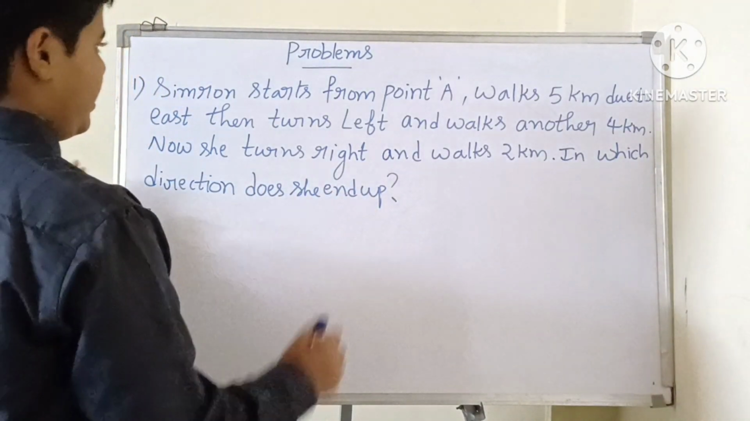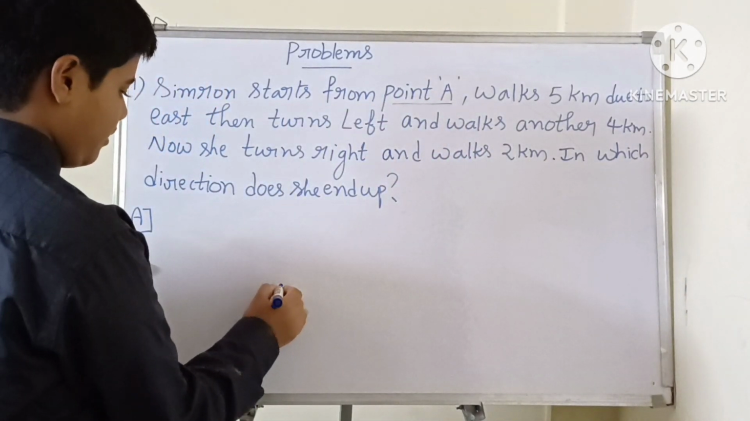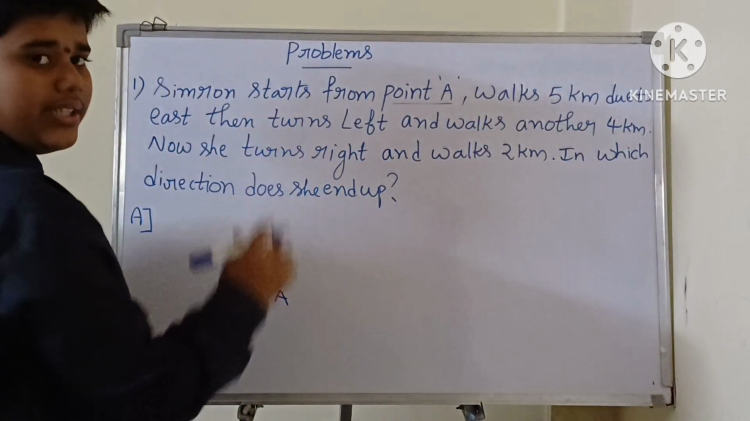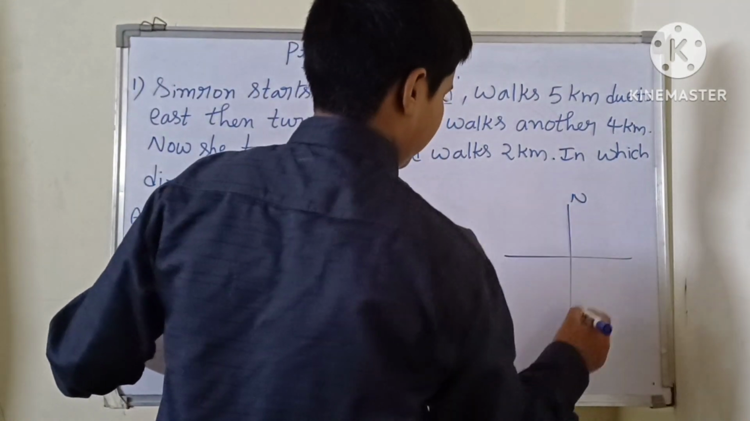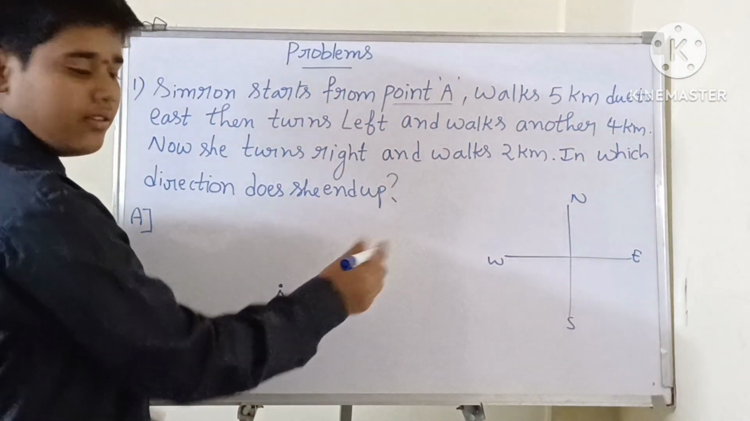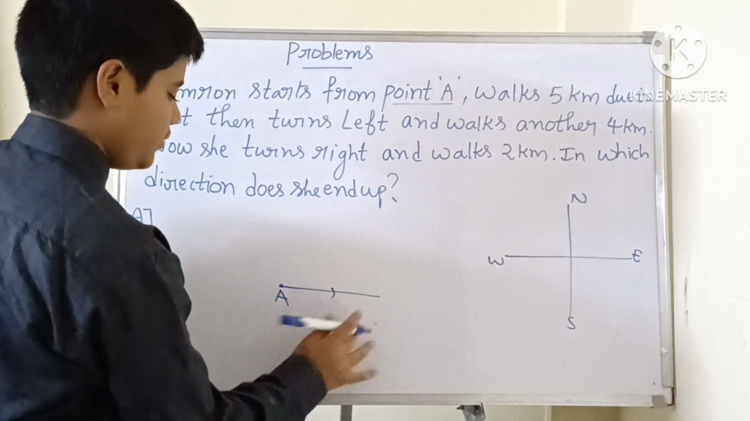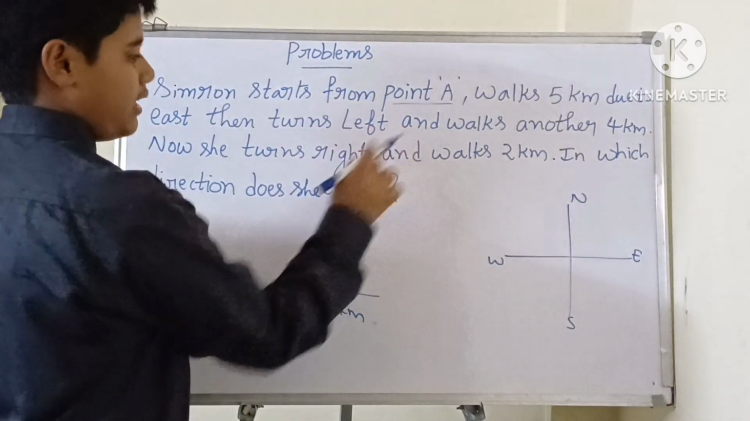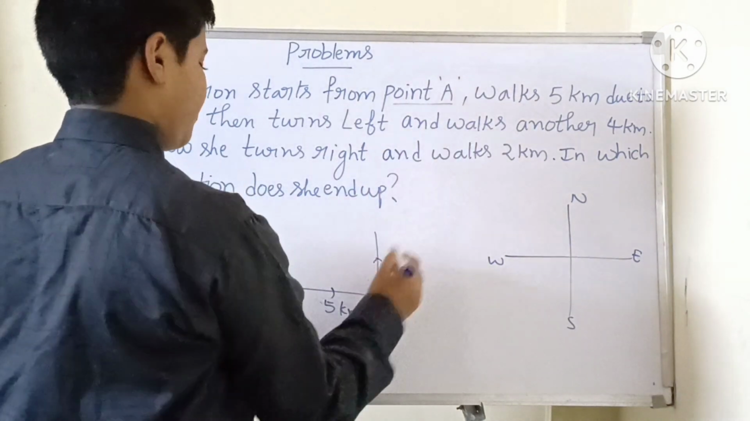If you see the question, first she starts from point A. Here I am taking this as point A and she walks 5 kilometers due east. East means like this. I am writing the directions: north, south, west, east. So like this, 5 kilometers due east, then turns left. Left means upwards, and walks 4 kilometers.